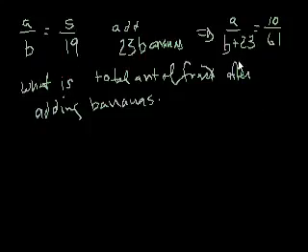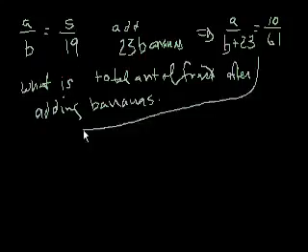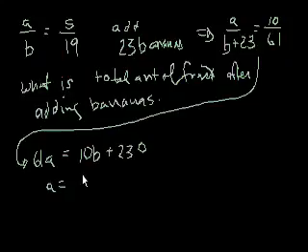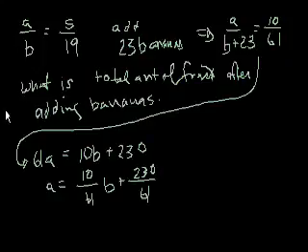We know that, I guess let's take this equation first because it's a little more complicated. We know if we cross multiply that 61A is equal to 10B plus 230. And if we divide both sides by 61, we know that A is equal to 10 over 61 B plus 230 over 61. All right? And we could take this equation and multiply both sides by B, and we say that A is equal to 5/19 B. Right?